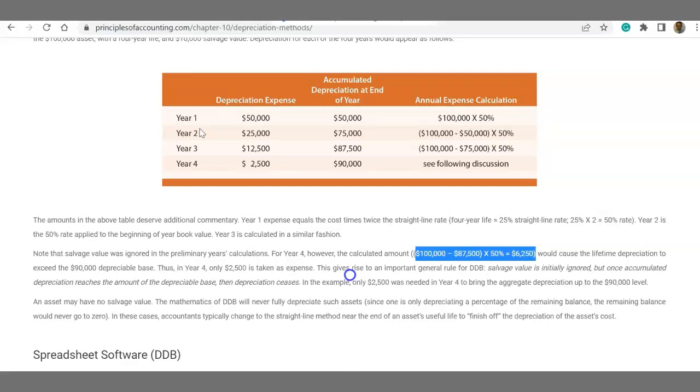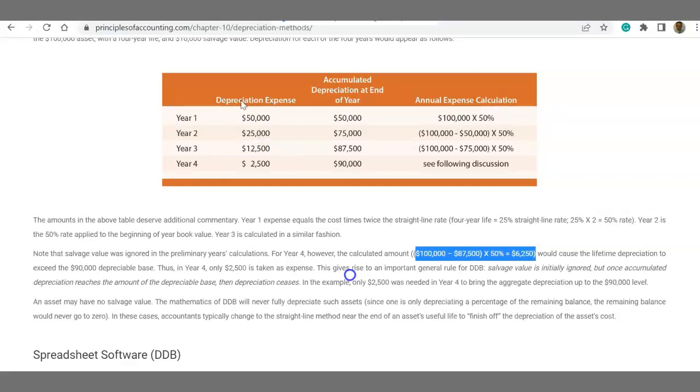But let's say you have a Toyota in your business. Toyota is not going to depreciate fast. Toyota depreciates more like a straight line method. So if you have a Toyota for your delivery, or whatever you do in your business, it's a good idea to depreciate it with the straight line method. But if you have a Cadillac, then it's a good idea to use double declining, because a Cadillac is a luxury car and depreciates very fast.